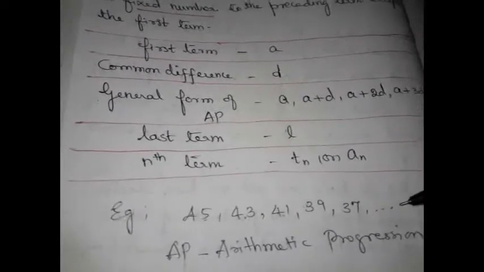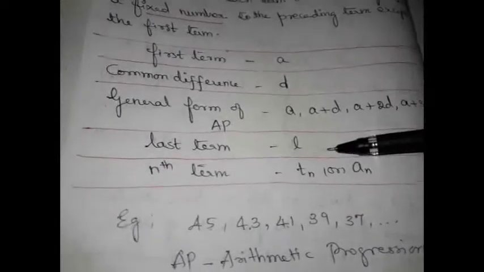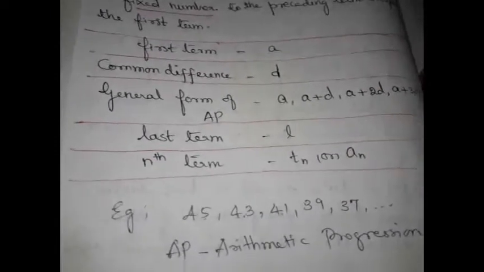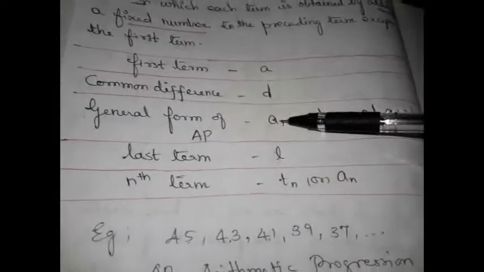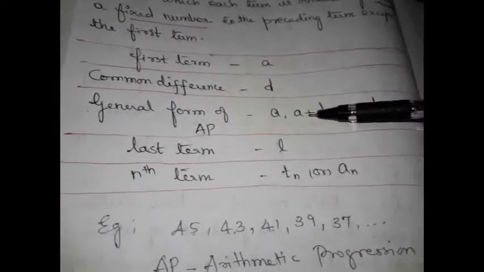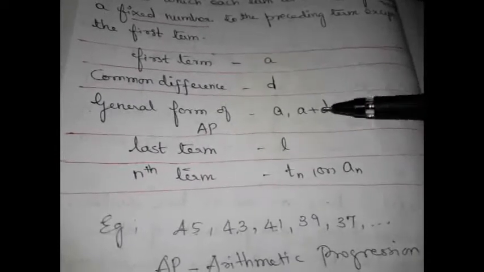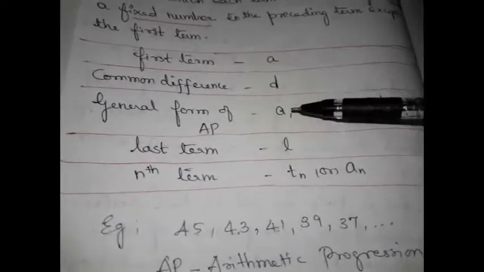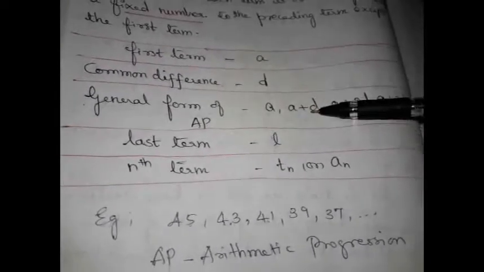If it is finite, we will have a last term. If it is infinite, we won't have a last term. And in general form, how can we express the AP? The general form of AP: the first term is A. How can we obtain the second term? By adding the common difference D. So if I add D to the first term, I will get my second term, which is A plus D.